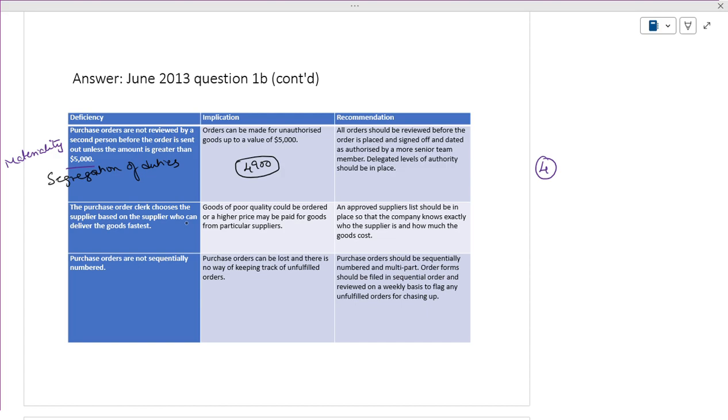The recommendation is that all orders should be reviewed before the order is placed and signed off. It has to be reviewed, signed, and authorized by a more senior team member. Is it right? Delegated levels of authority should be in place.